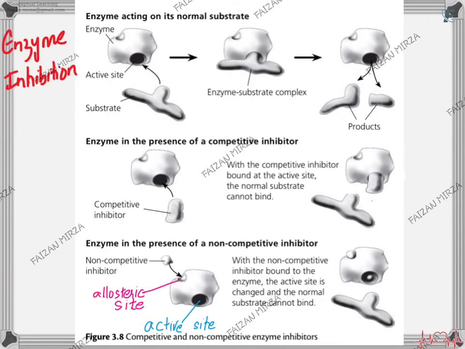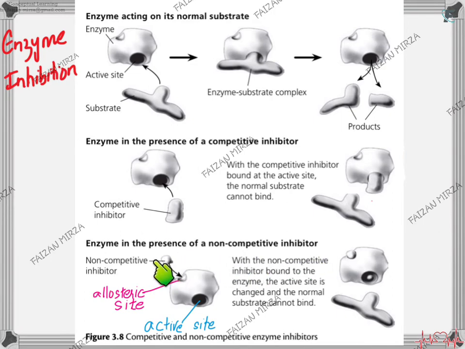The next thing that we are discussing is enzyme inhibition. Enzymes can be inhibited using inhibitors. This is the active site, which the substrate occupies. But if the inhibitor occupies the active site, it will prevent the substrate from coming there. This causes competitive inhibition.